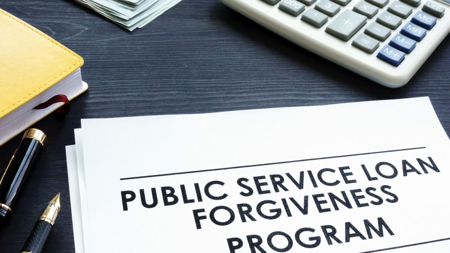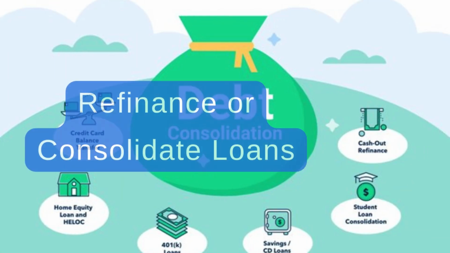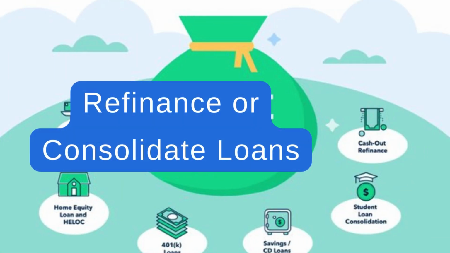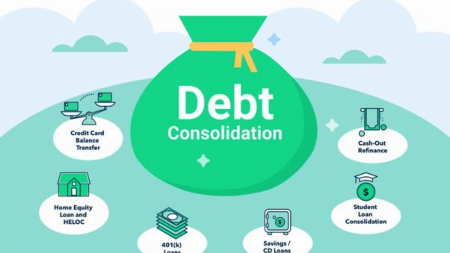B. Consider loan forgiveness programs. Explore eligibility for loan forgiveness programs, such as Public Service Loan Forgiveness, PSLF, for qualifying public service employees or teacher loan forgiveness for educators. C. Refinance or consolidate loans. Consider refinancing or consolidating your student loans to potentially lower your interest rate, reduce monthly payments, or simplify repayment by combining multiple loans into one.